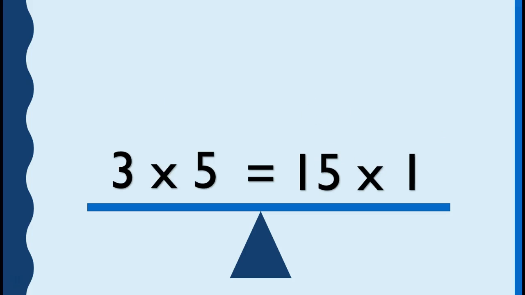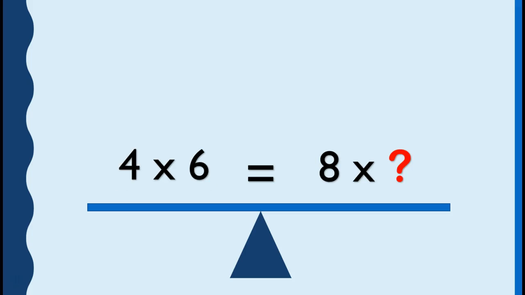Let's look at this example. 3 times 5, well, we know that that equals 15. And 15 times 1, that equals 15. So I can verify, yes, this is an equation. Both sides have the same value. They are equal. So then you're going to start getting into this situation where they might leave part of it blank, and you're going to have to fill in the blank to make it an equation.